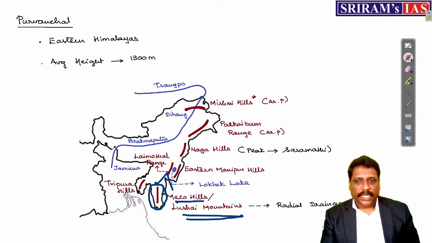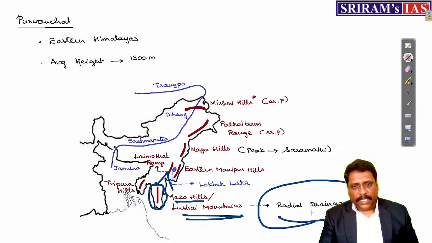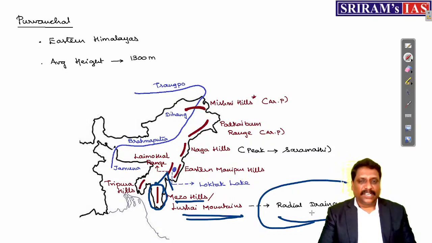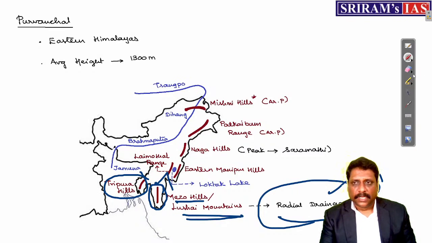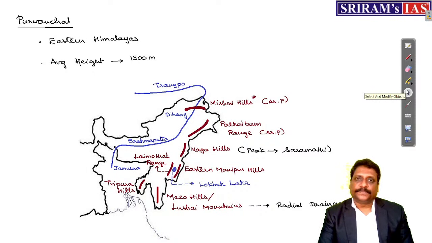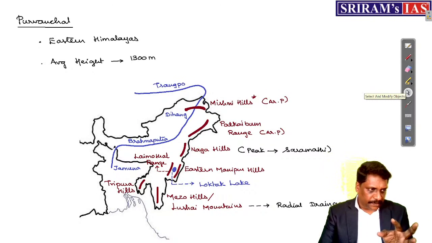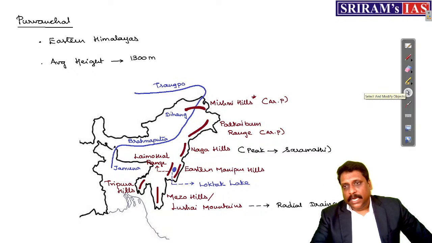Then, my dear friends, the southernmost hill of Himalayas in India, Mizo Hills, sometimes also called as Lushai Mountains, and very important, like the Mandav Hills, like Amarkantak Hills, Lushai Hills is also known for what? Radial drainage. It is known for radial drainage. Okay, very important. And finally, I have this Tripura Hills. Right, my dear friends, these are some of the constituents of Purvanchal. With this, we are also completing this snapshot of Himalayas.